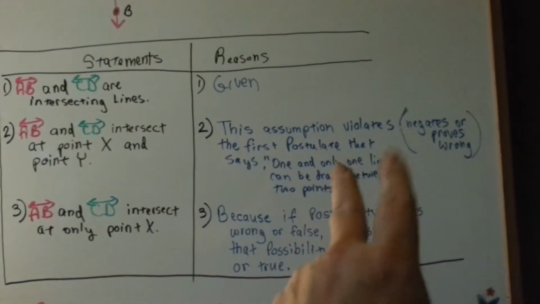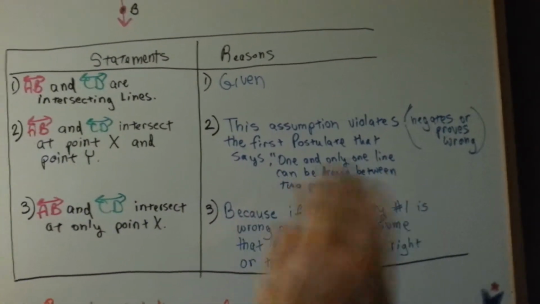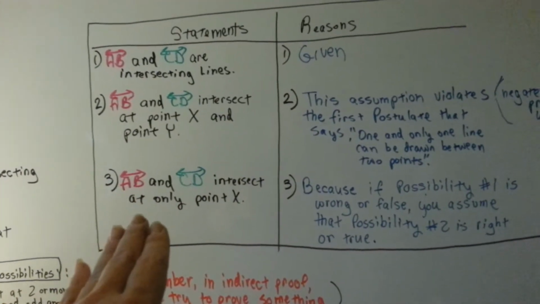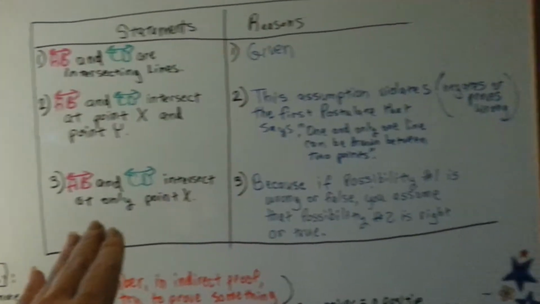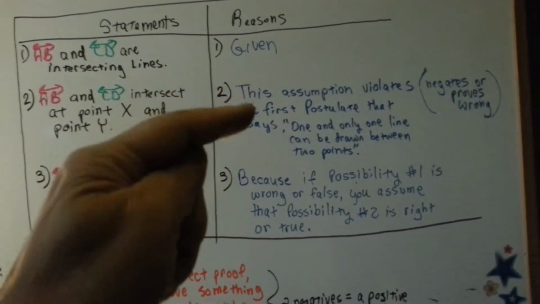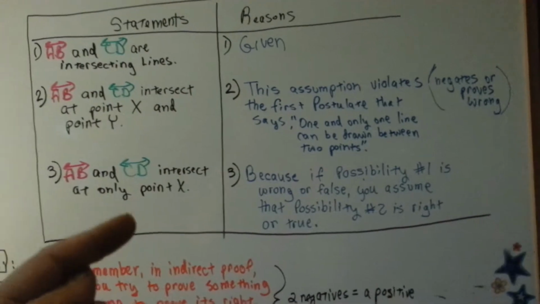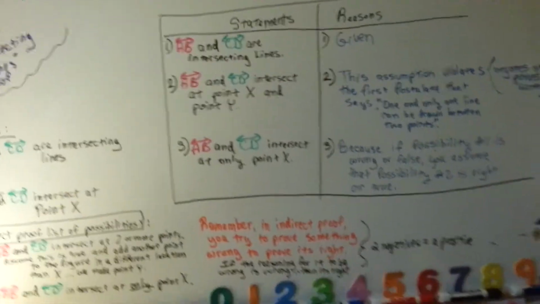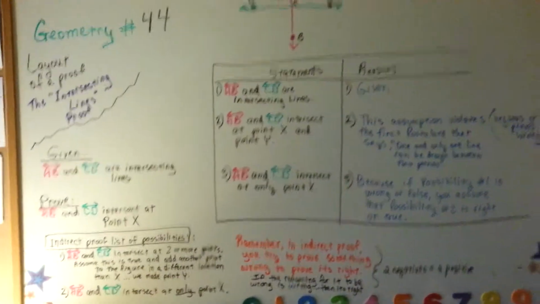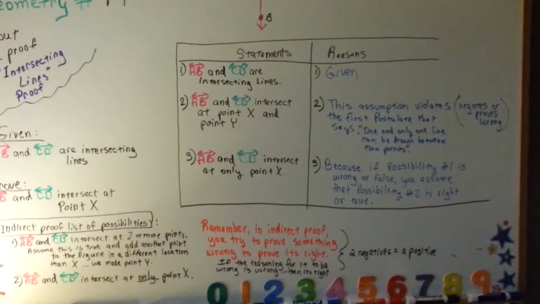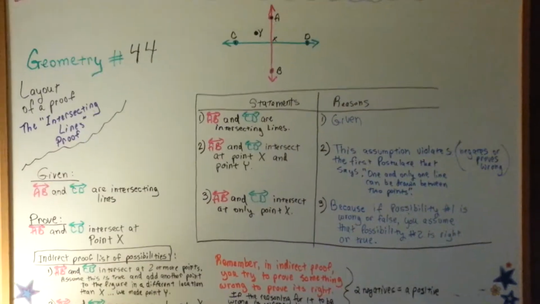Okay? So, because of that, only one line can be drawn between 2 points, then the pink and the green one intersect at only X. Because if possibility 1 is wrong or false, then you assume that possibility 2 is right or true. So, that is a way of doing the intersecting lines proof by using indirect reasoning, which is to prove something wrong to try to prove something right.